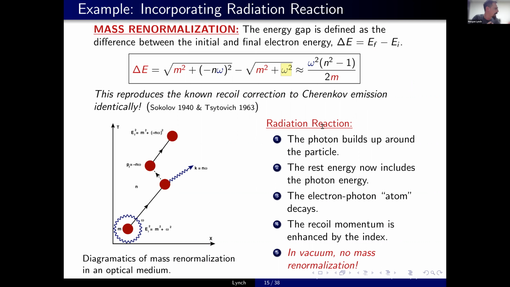You see this in heavy ions, when you have quark gluon plasmas, you get the rho mass broadening, the smearing of the mass due to the medium. But in vacuum, you don't have the mass renormalization. So this term is gone, and then you just set n equal to 1, so just omega squared over 2m. So the idea then is to take a recoil correction like this, incorporate it into Larmor, and then we have radiation reaction.